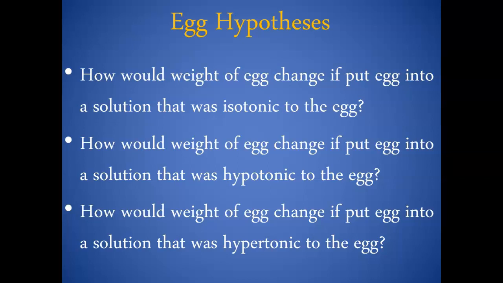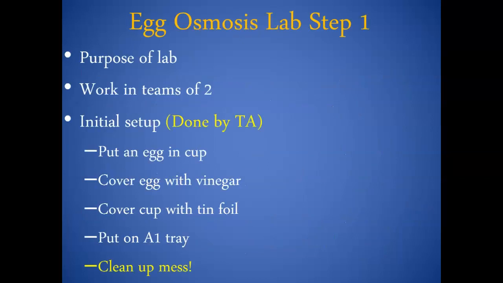And so our mystery solutions, mystery solution A and mystery solution B, are related to these hypotheses and also what we start out with. So we want to be able to see osmosis in action, and the egg cell is big enough that we are able to do that. We're going to work in teams of 2 or 3 depending on the lab. The initial setup will already be done by our teaching assistants.